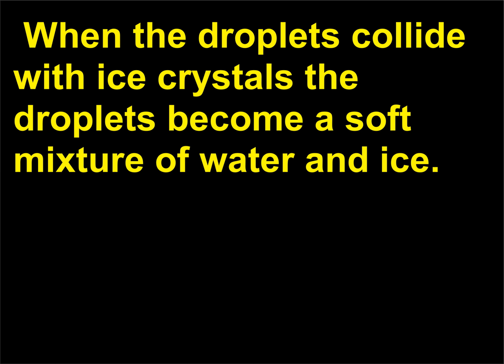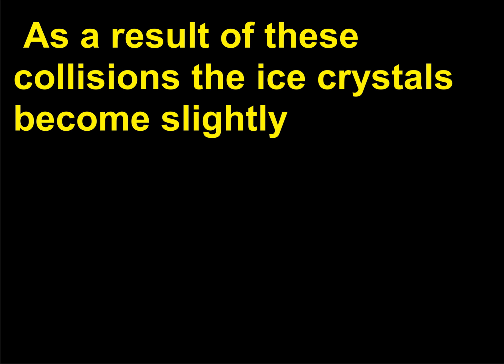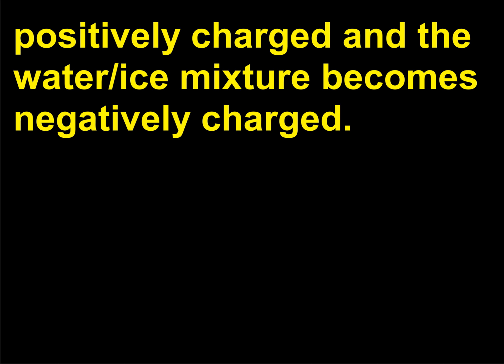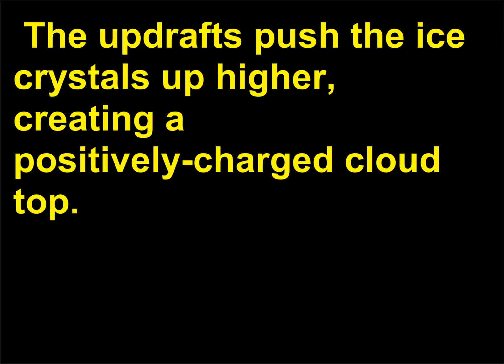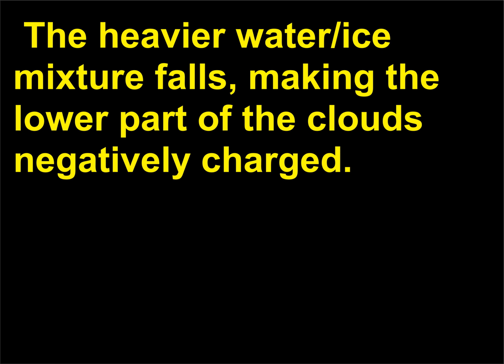When the droplets collide with ice crystals, the droplets become a soft mixture of water and ice. As a result of these collisions, the ice crystals become slightly positively charged and the water/ice mixture becomes negatively charged. The updrafts push the ice crystals up higher, creating a positively charged cloud top. The heavier water/ice mixture falls, making the lower part of the clouds negatively charged.